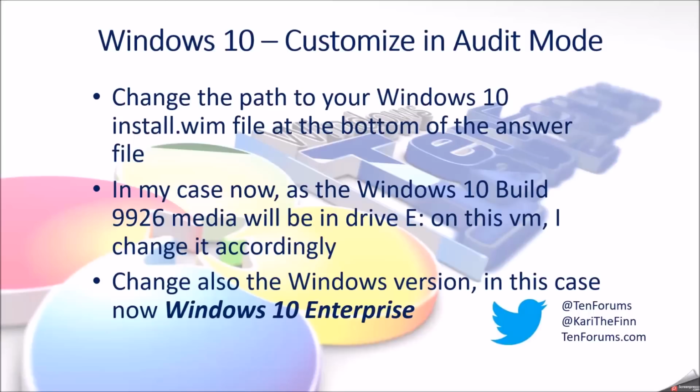Change the path to your Windows 10 install.wim file at the bottom of the answer file. In my case now, as the Windows 10 build 9926 media will be in drive E on this VM, I change it accordingly. Change also the Windows version, in this case now Windows 10 Enterprise.